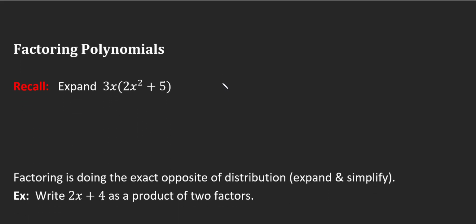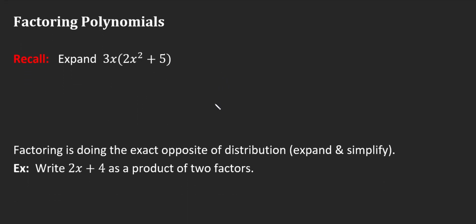Okay, now we're going to compare GCFs and common factors to actual algebraic statements. So first we'll do a little recall really quickly. We're going to expand this out. So let's multiply the 3x into this bracket, but I'm not going to actually do the multiplication yet. I'm going to write it out like a multiplication. 3x times 2x squared plus 3x times 5.